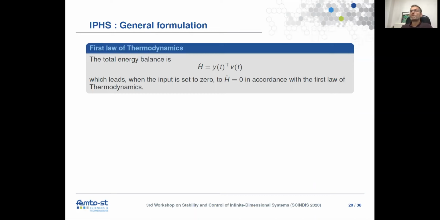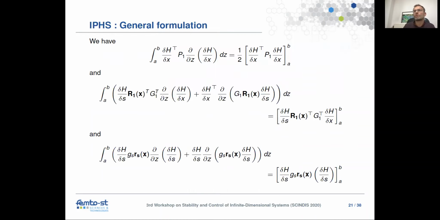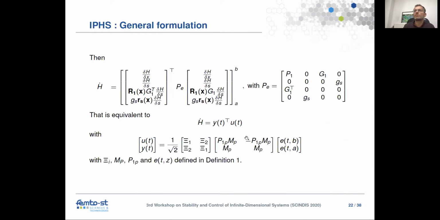And with this formalism, we find back that the derivative of the energy is completely defined by the product of input and output, even if you have dissipation, because now we consider the total energy, and from the first principle of thermodynamics, the total energy is preserved. Okay, I don't want to go too much into details because time is running, but it is proven by using the skew symmetry of this operator and integration by parts, and then we split these boundary conditions in order to have this nice property on the product of U and Y. And as mentioned before, when we split this product, this matrix is not full rank, and then we have to use projections that are expressed from M_P.